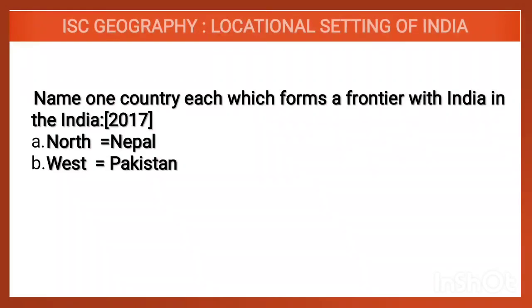Next question, name one country each which forms a frontier with India. That is Nepal, and in the west, that is Pakistan. This question came in 2017.